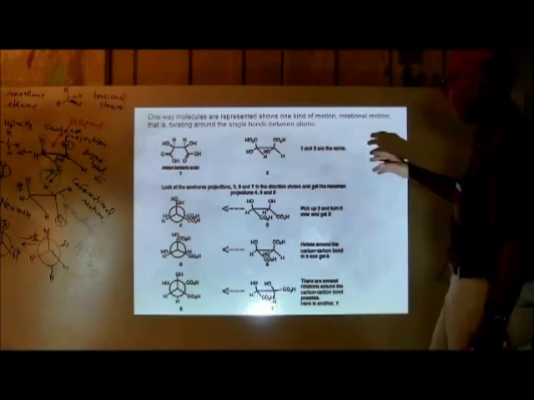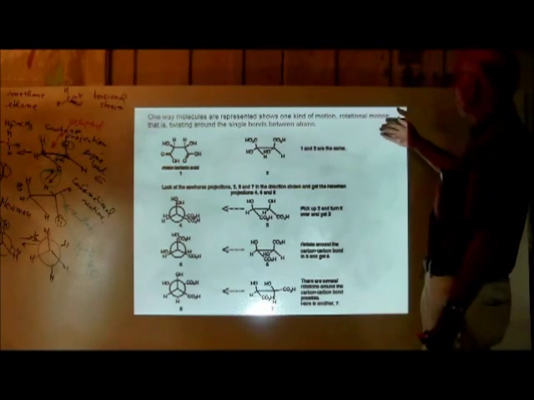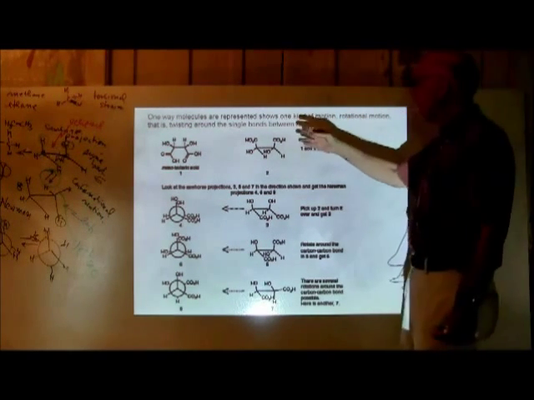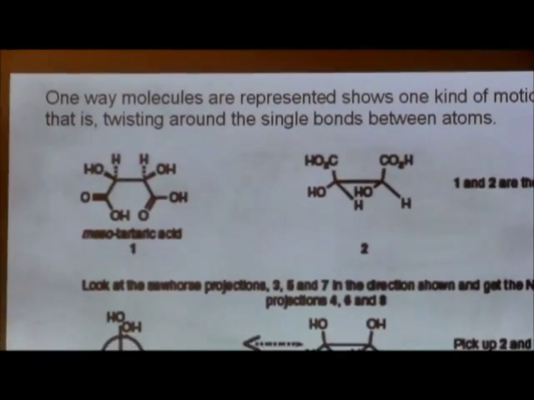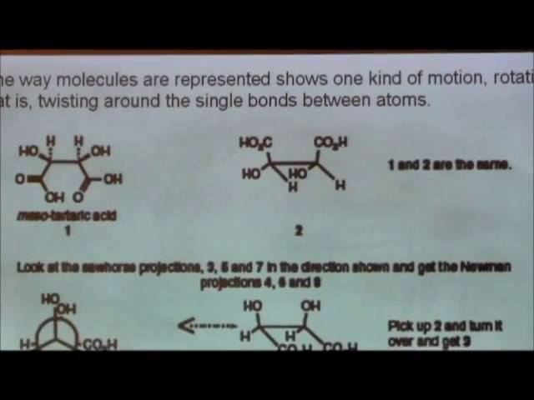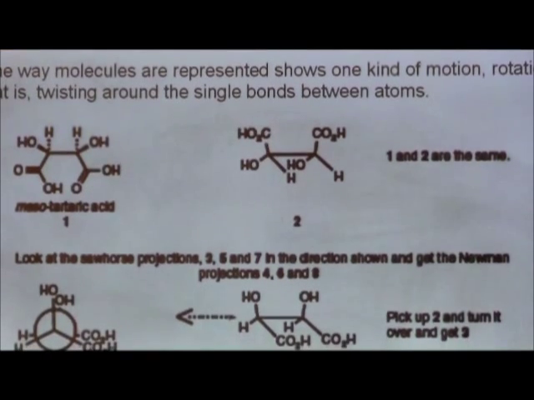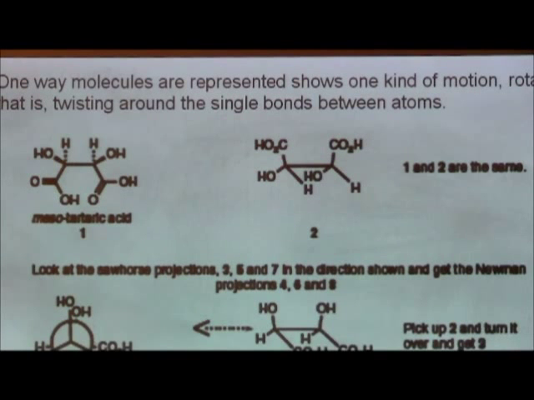Okay. So we just went over an idea. One way molecules are represented shows one kind of motion, rotational motion. That is twisting around the single bonds between atoms. Let's take a molecule. Here's a molecule called mesotartaric acid. We're going to talk about that. In fact, a derivative, a salt of tartaric acid, was how Pasteur discovered some fundamental principles of stereochemistry that are fascinating to learn about, in my opinion. You can see his picture and read about all this in the book.